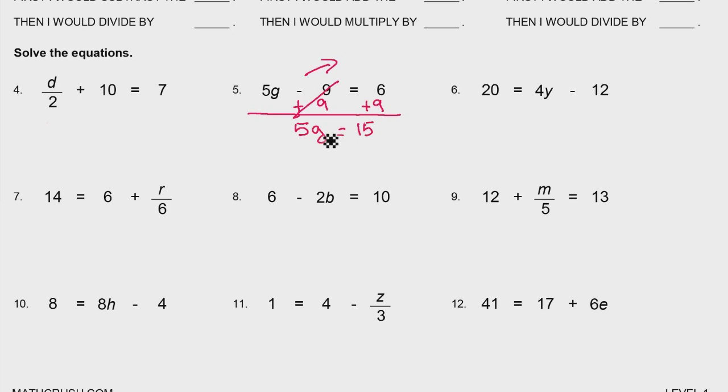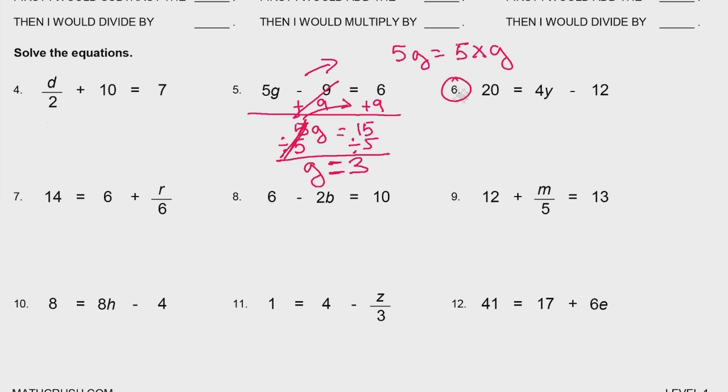And we just talked about this. A number next to a variable, 5g, is the same thing as saying 5 times g. Well, since that's multiplication, we're going to do the opposite operation because we're going to send the 5 to the opposite side. So we're going to divide by 5 on both sides. 15 divided by 5 is 3, and the 5's are gone. So you're left with g equals 3.